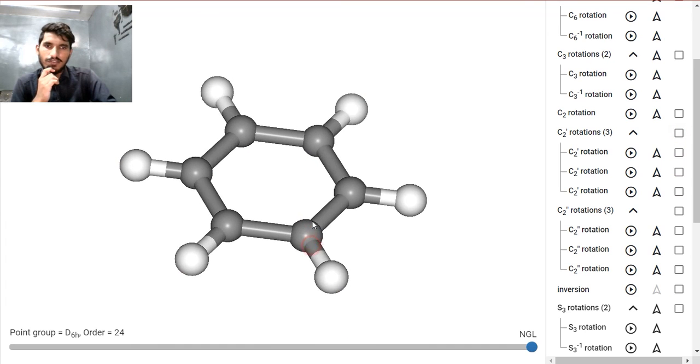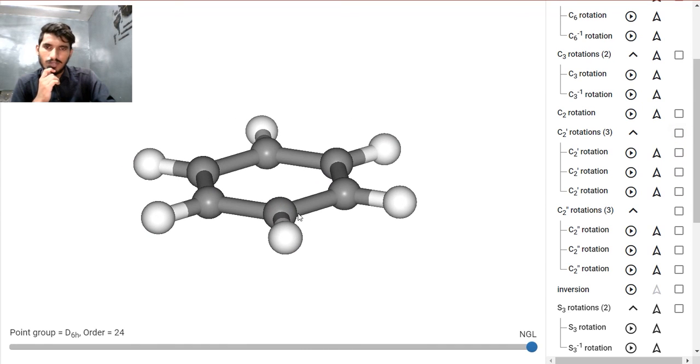So that was all of the symmetry elements that are present in the molecule of benzene. So that counts up overall to the order of 24, and benzene has a point group of D6h.